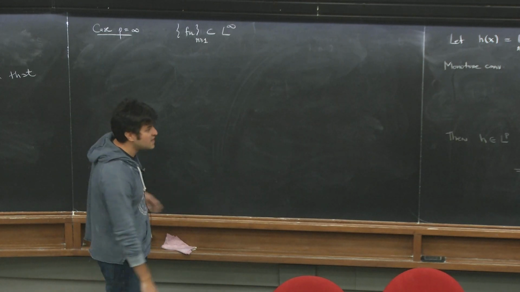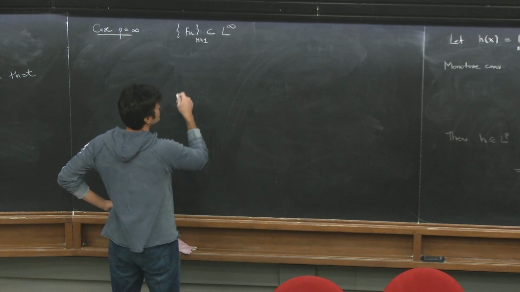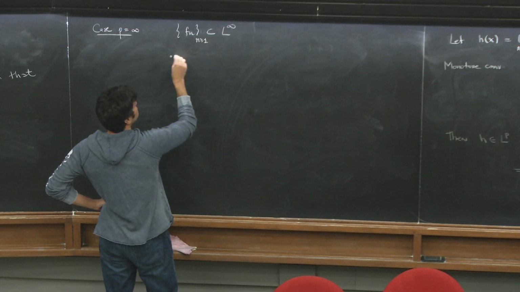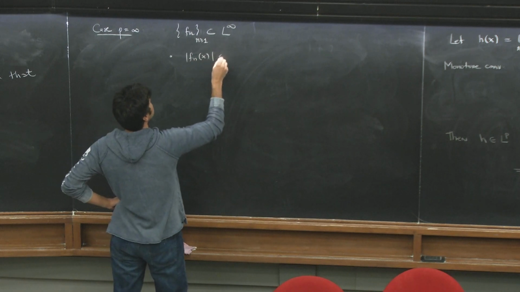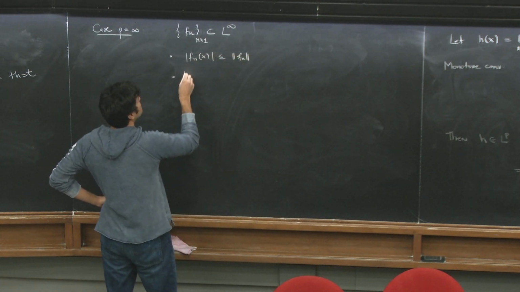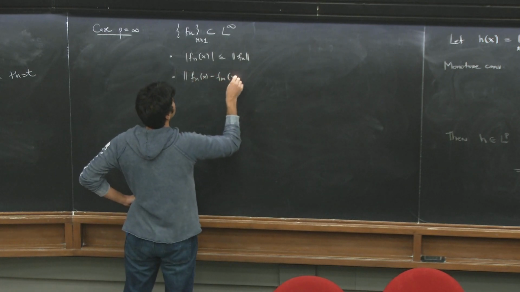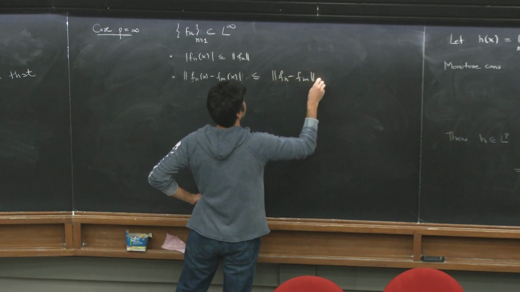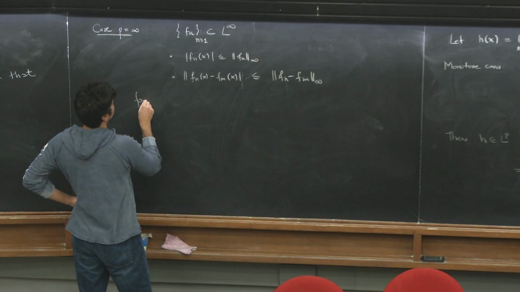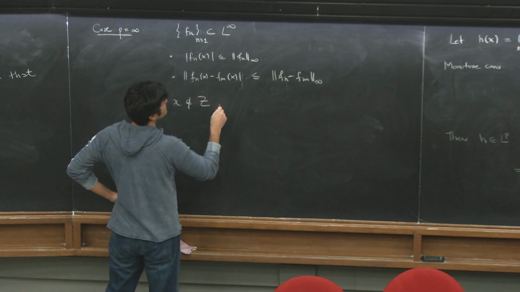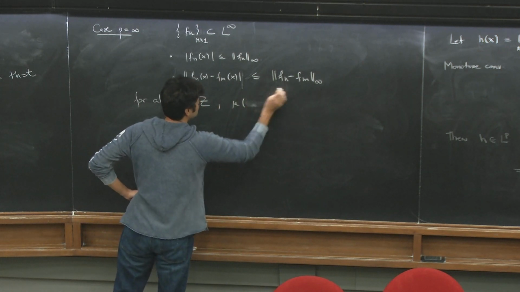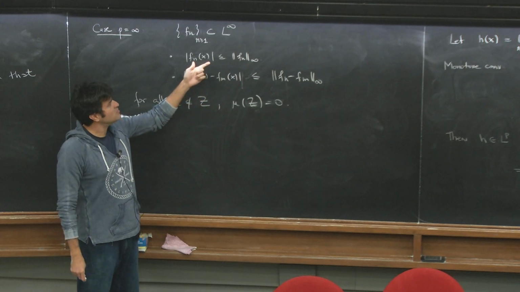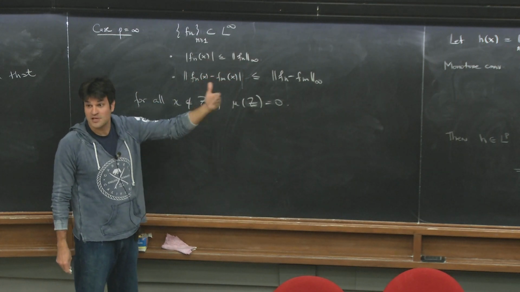Okay? So you can say that the following inequalities hold: Fn of x is less than or equal to the infinity norm of Fn, and Fn of x minus Fm of x in absolute value is less than or equal to the L infinity norm of Fn minus Fm, for all x outside a set Z such that the measure of Z is 0. Okay? Remember, when a function is in L infinity, the pointwise value at all points is less than or equal to the L infinity norm except on a set of measure 0.